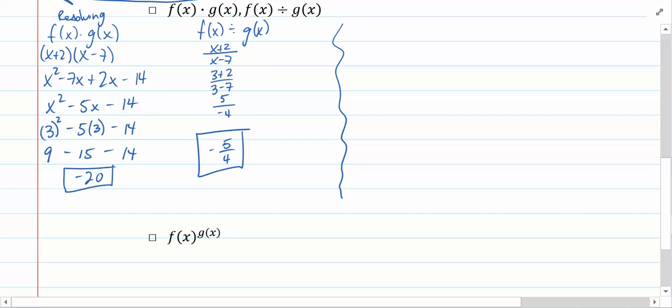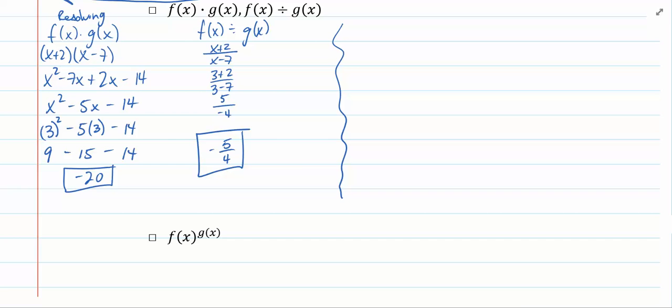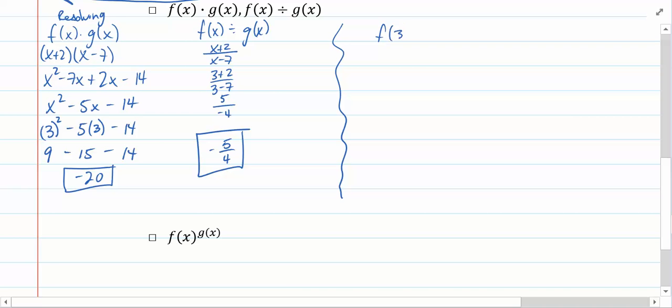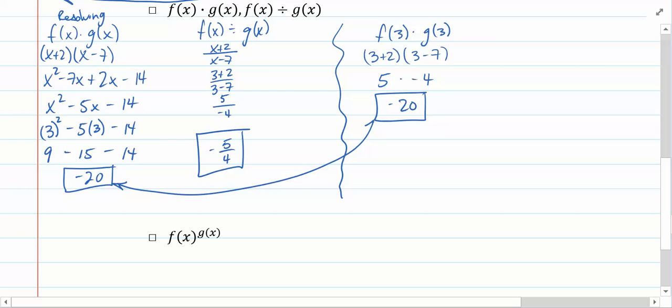If I were to try to answer that first equation by components, then I need to imagine f of 3 times g of 3. So again, I'm looking at the function 3 plus 2 times 3 minus 7. Well, 3 plus 2 is 5. 3 minus 7 is negative 4. When I multiply the two together, I finish with negative 20. Again, the same result that we got by resolving the function first and then simplifying.